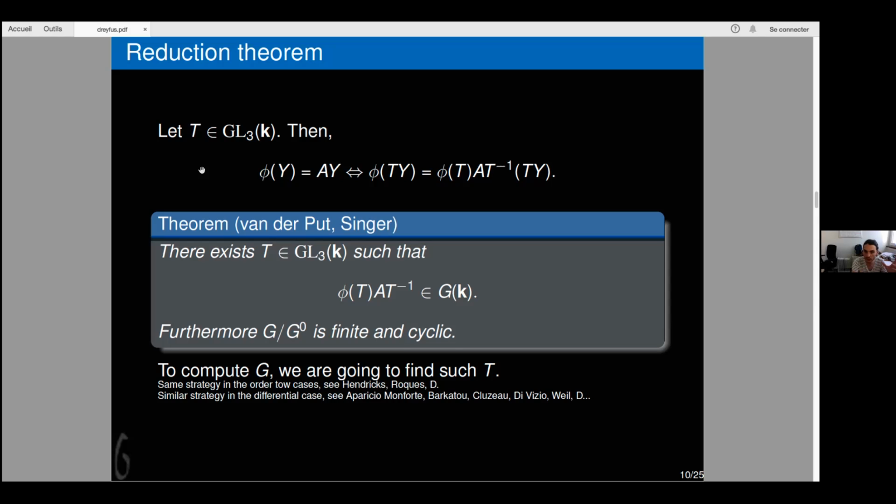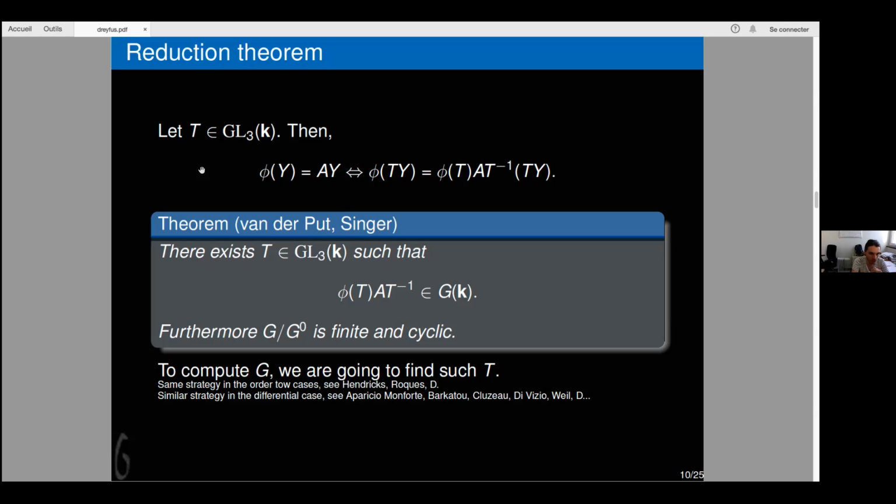So for instance, if you have a group that is diagonal, it means that you have a variable change that will put your system into a diagonal system. If your Galois group is upper triangular, it means that you are able to find a gauge transformation that will transform your system into an upper triangular system. So in fact, instead of computing the Galois group, I will explain how it's possible to find the matrix T and put your system into a K-point of G. Because if you are a K-point of G, it's much easier to compute the Galois group.